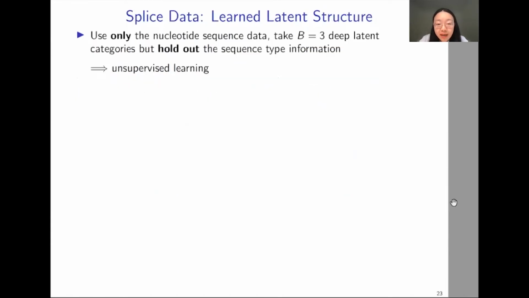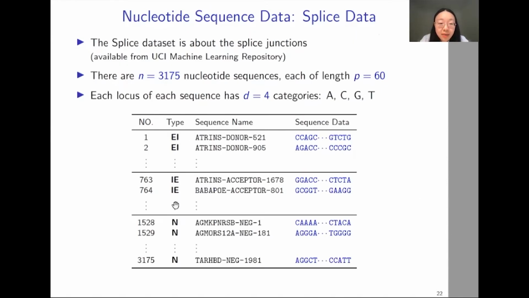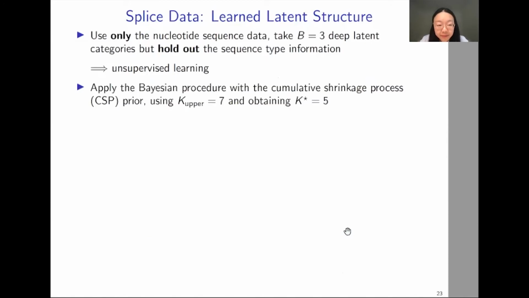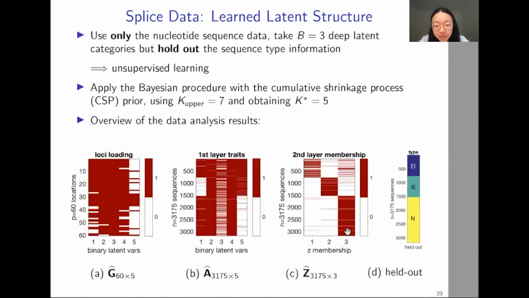Here we want to assess our method's performance in learning useful latent representations. So we hold out this type information, and only use the sequence data in the last column. That is, we perform unsupervised learning. We apply our Bayesian procedure with a cumulative shrinkage process prior, and we obtain 5 binary latent attributes.